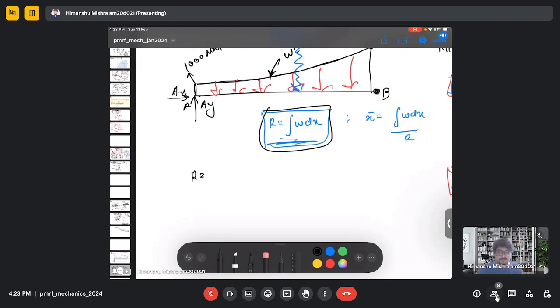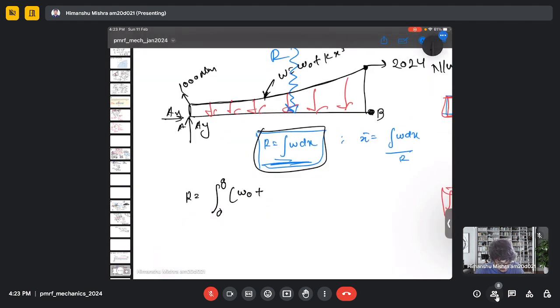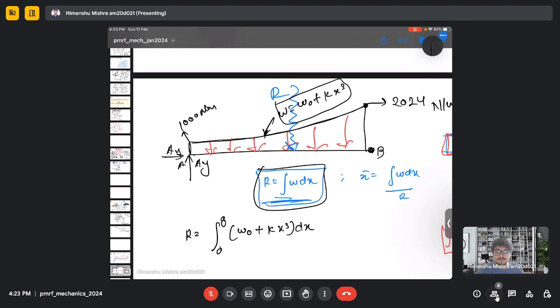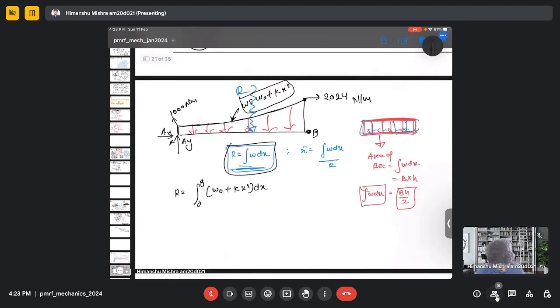So my resultant force will then be given as the integral from 0 to 8 of W naught plus kx cube, and we have to integrate over dx. Now we don't know the k, but we can find the k from the given expression itself. So for example, this is my 8 meter.